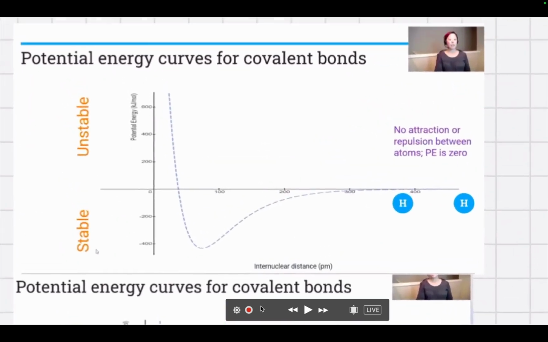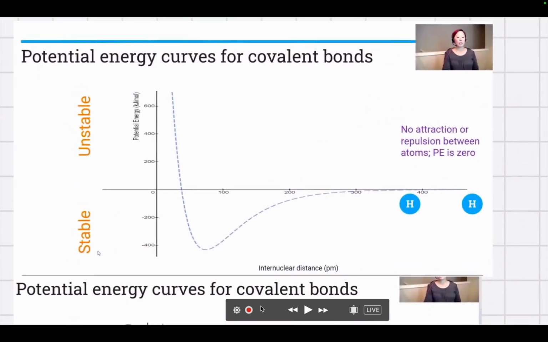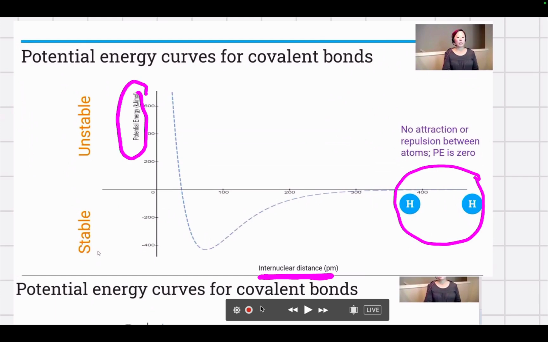This is an example of a potential energy curve for a covalent bond. First of all, let's look at what the axes are showing us. The intermolecular distance in picometers is on the x-axis, and potential energy is on the y. Notice it's 0 here, and then it becomes negative or positive. If the two hydrogen atoms are far enough apart, there's no attraction or repulsion, so the potential energy would be 0.